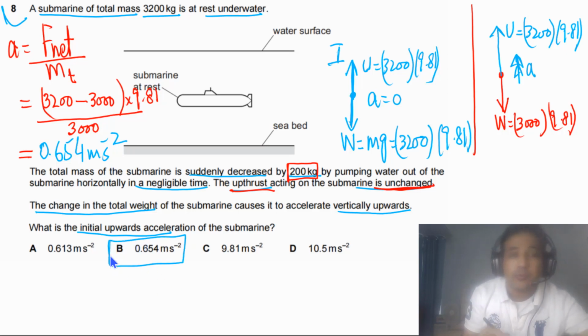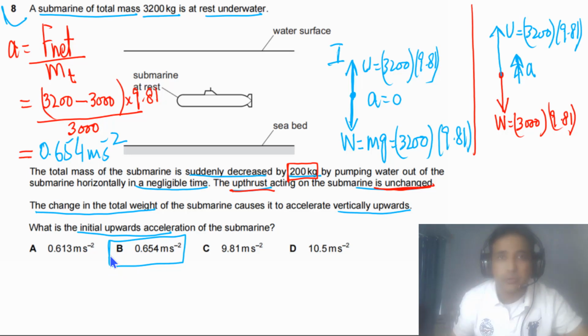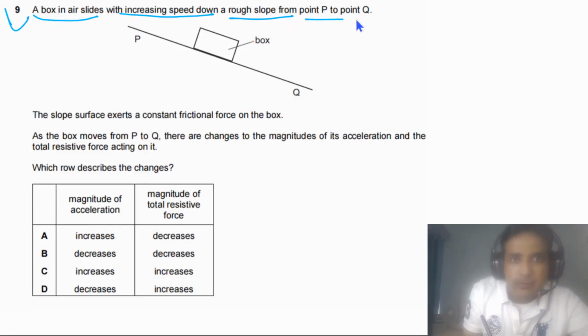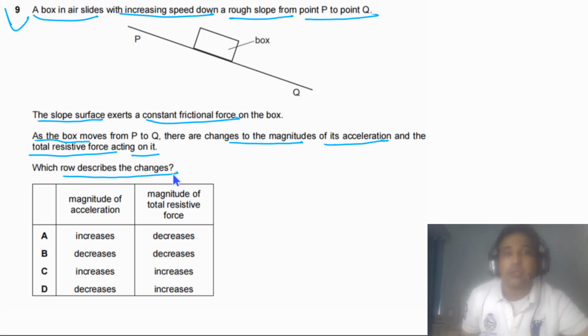A beautiful question on how to apply Newton's second law of motion. Very nice question. Question 9 says a box slides with increasing speed down a rough slope from point P to point Q. The slope surface exerts a constant frictional force on the box. As the box moves from P to Q, there are changes to the magnitude of its acceleration and total resistive force acting on it. Which row describes the changes?